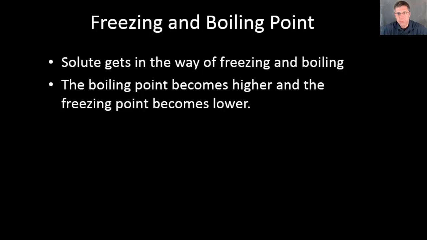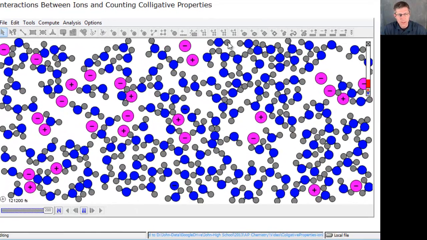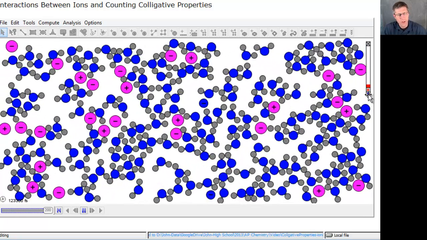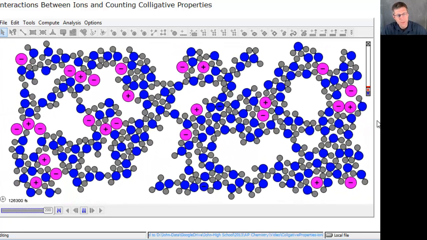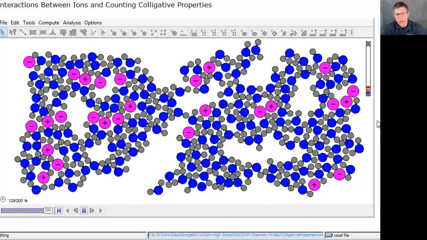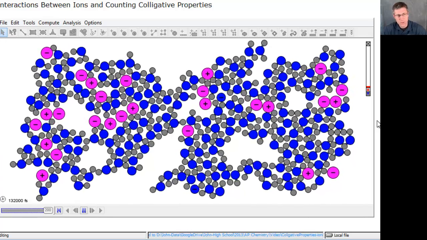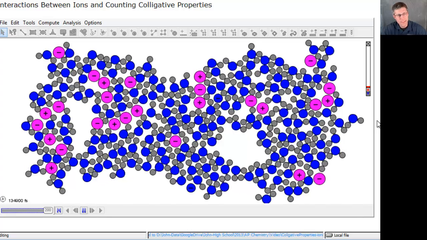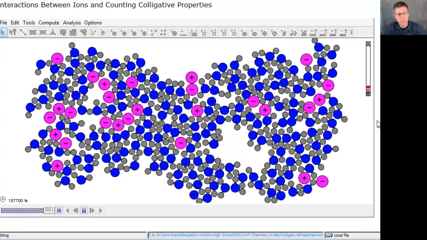Freezing and boiling points are going to be similar effects. So if I take my simulation and lower the temperature, I'll see my molecules start moving more slowly, and they start trying to come together to form some sort of crystal structure that we'll know as ice. But notice what's happened to these positive and negative charges. In this case, my salt, sodium chloride, is getting in the way, preventing formation of this nice crystal lattice structure that forms a solid.